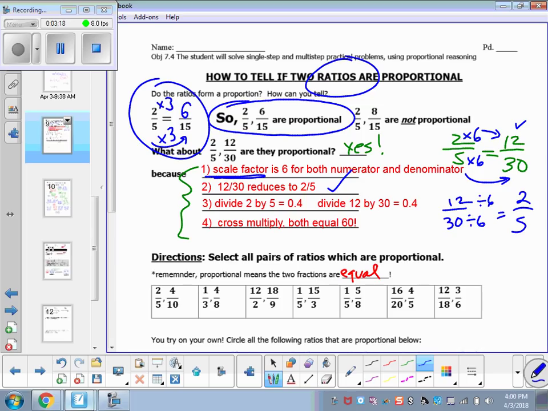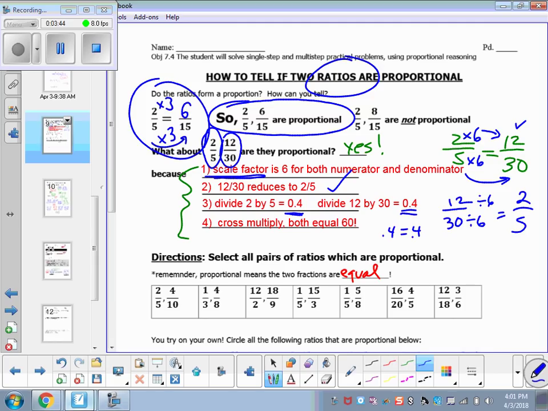All right. Another thing I could do is take this 2 and divide it by 5, I'll get 0.4. If I take 12 and divide it by 30 in my calculator, I'm also going to get 0.4. And we know that 0.4 equals 0.4. So once again, anytime your two fractions are equal to each other, you have a proportion.